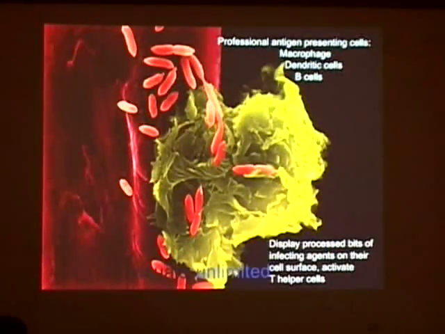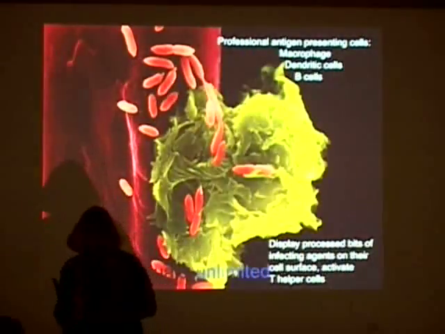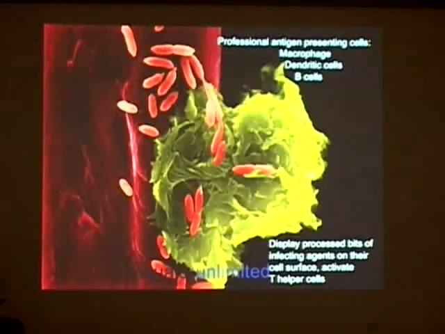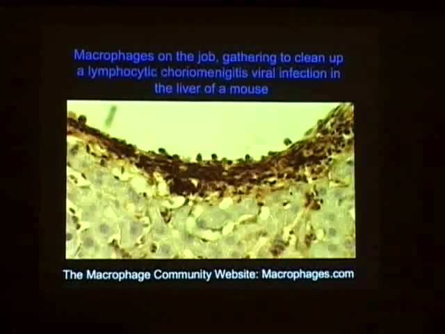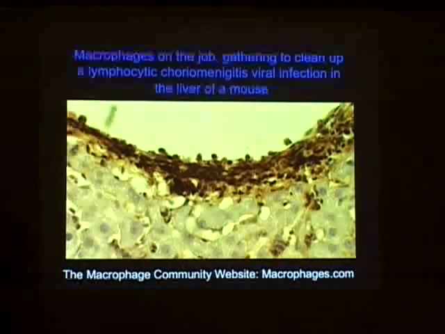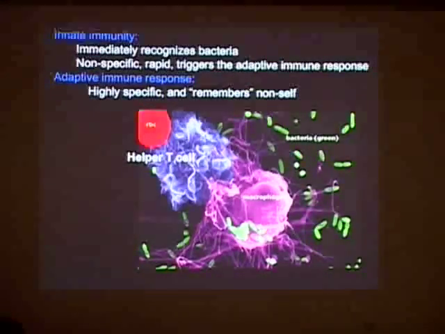Okay, so you've got these professional antigen-presenting cells, and they also destroy some of these early invaders. These are cells that can engulf something, and they not only engulf it, but they chop it up inside, and they start secreting chemicals that summon other macrophages and other immune cells to a point of infection. So this is just a picture of all of the macrophages getting summoned to clean up a viral infection on the liver. So this is what happens.